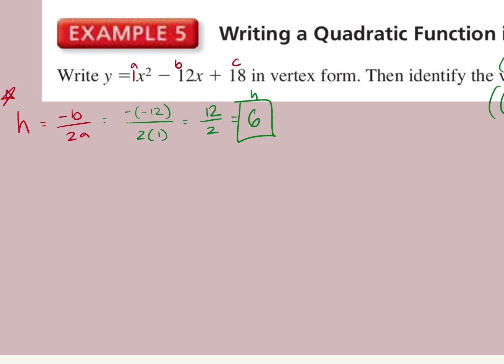Any questions so far? Next, we're going to find the k, the second number in our vertex. So to find k, we plug in h into the x's. So I'm going to take 6 and plug it into the x's in my original equation. So I have 6 squared minus 12 times 6 plus 18.